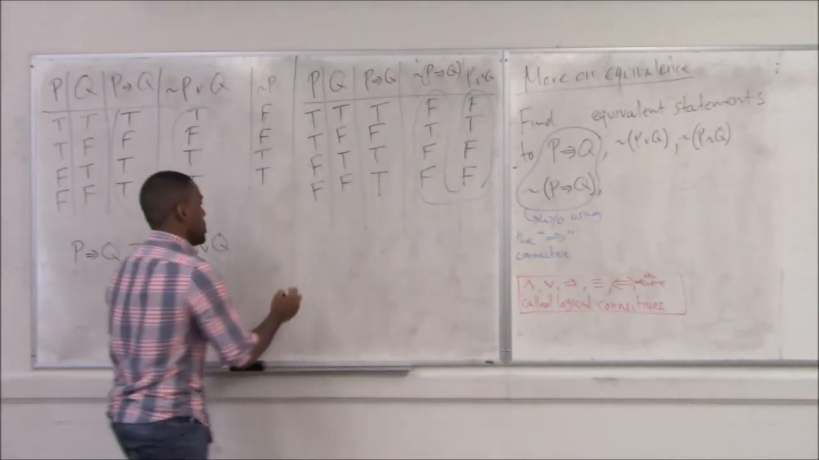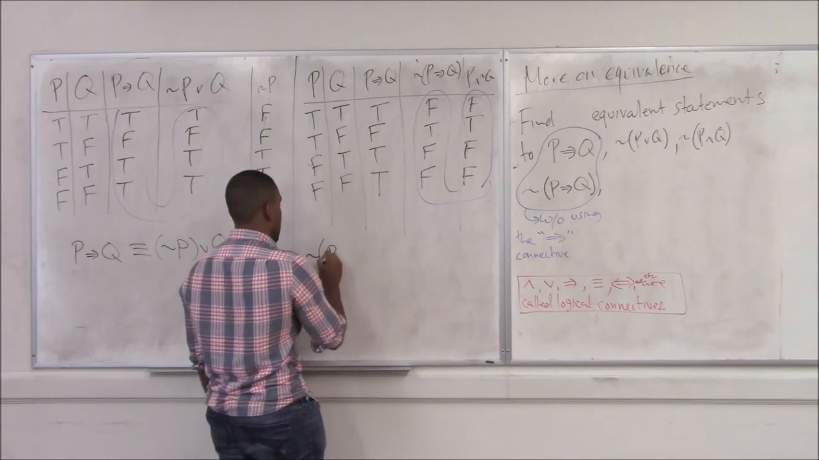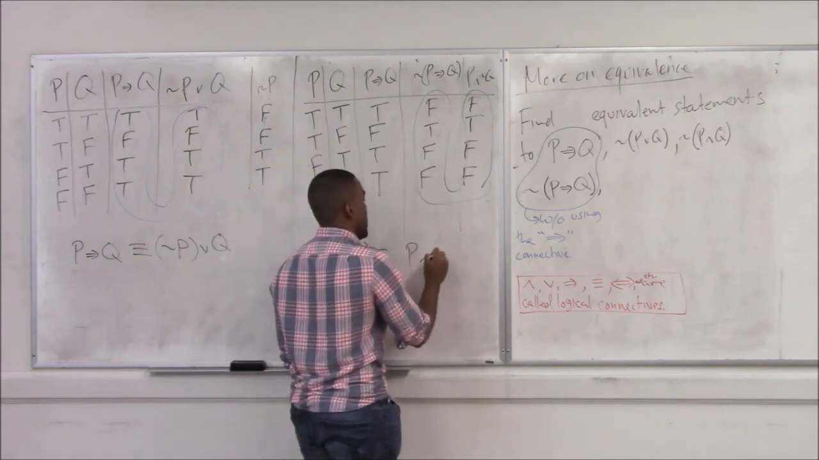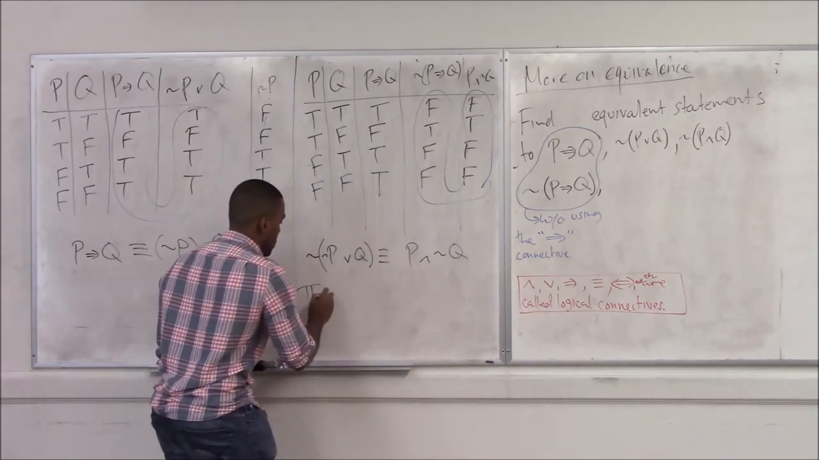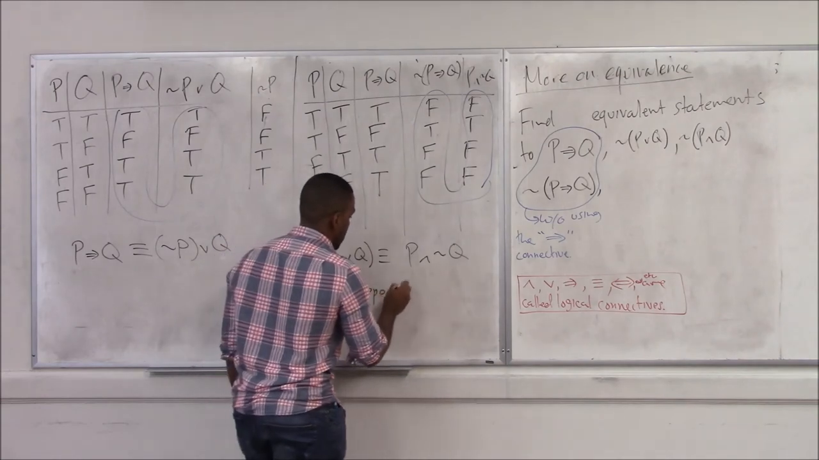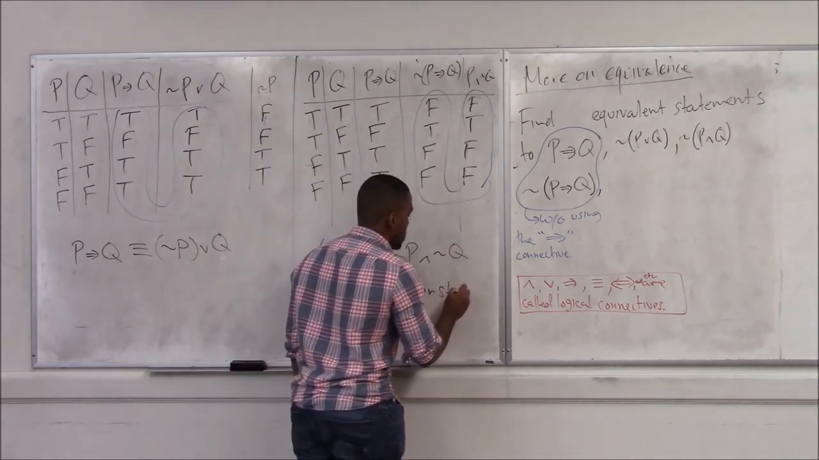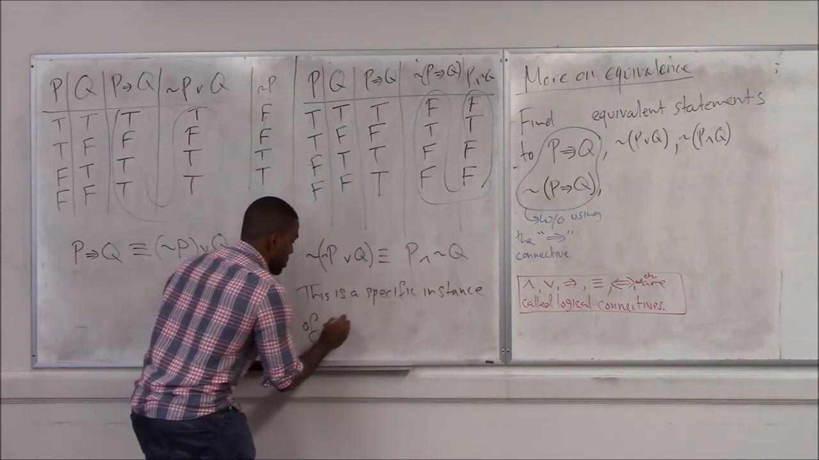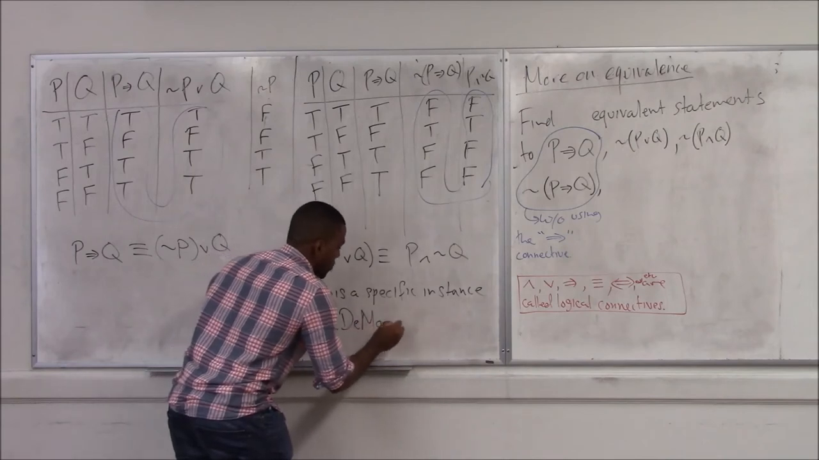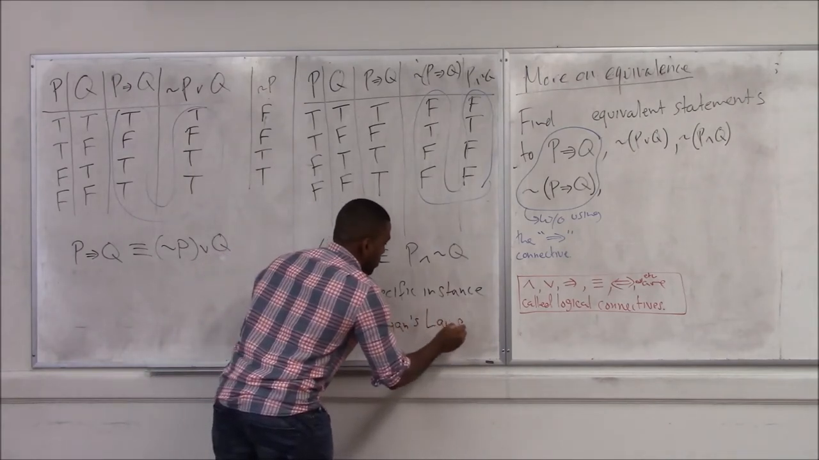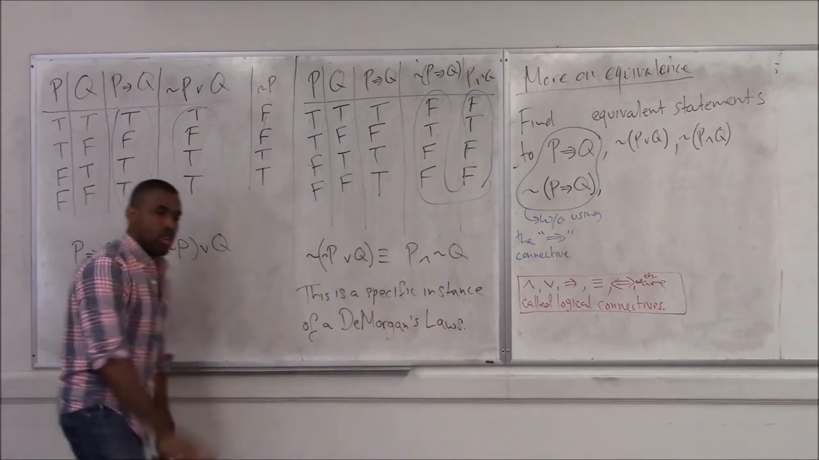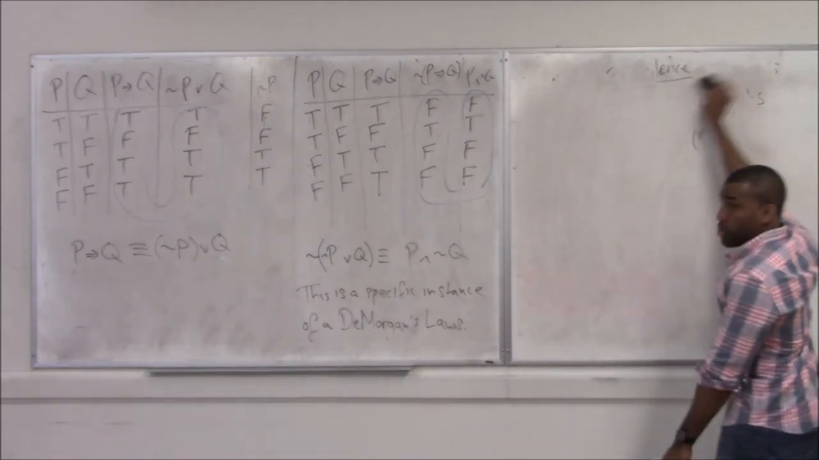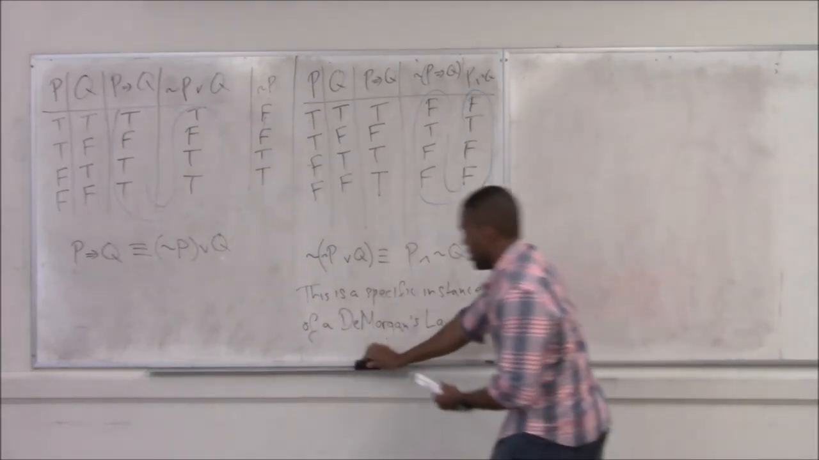By the way, not P or Q is actually equivalent to P and not Q. This is a specific instance of a much larger set of theorems called De Morgan's laws. This is the theorem that tells you basically that negating an or gives you an and, and negating an and gives you an or, in a specific way.